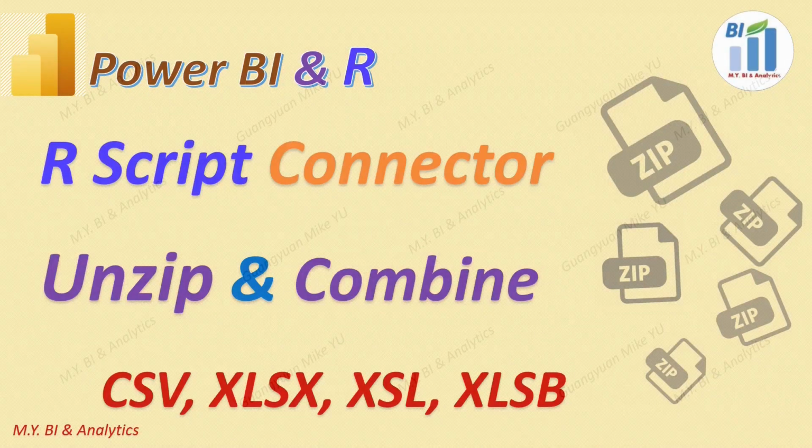In this video, I shall share a method on using R in Power BI Desktop to unzip the compressed Excel files based on the identified file name extensions of extracted files, such as CSV, xlsx, xls, and xlsb, etc. Then combine them if they have the same column headers and table structure. Finally, load the combined data frame into Power BI for further data modeling.